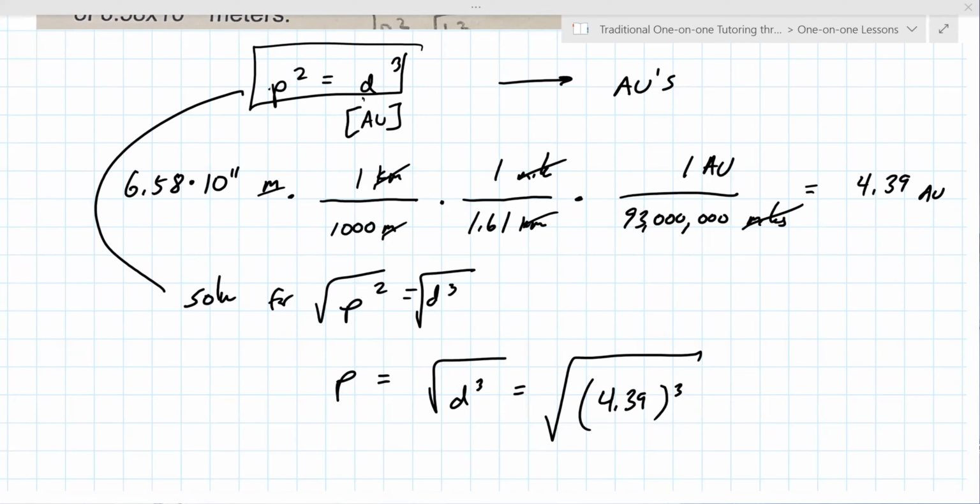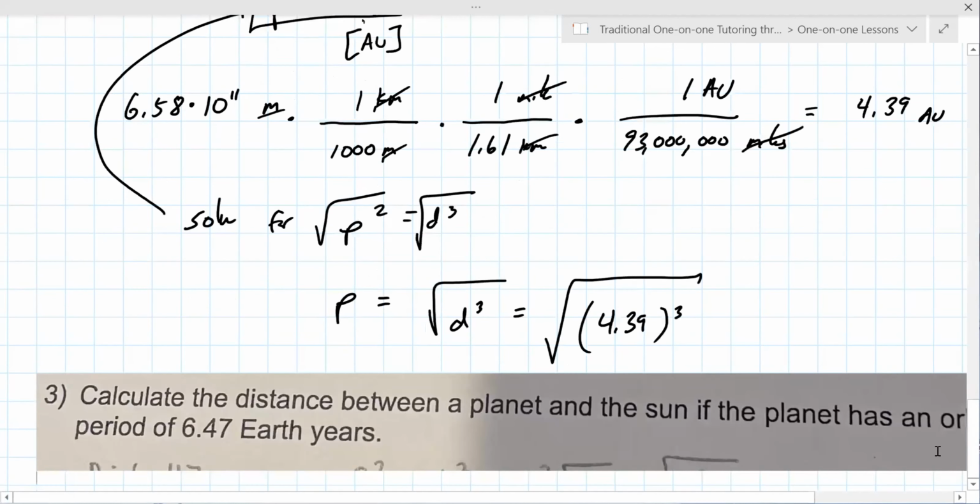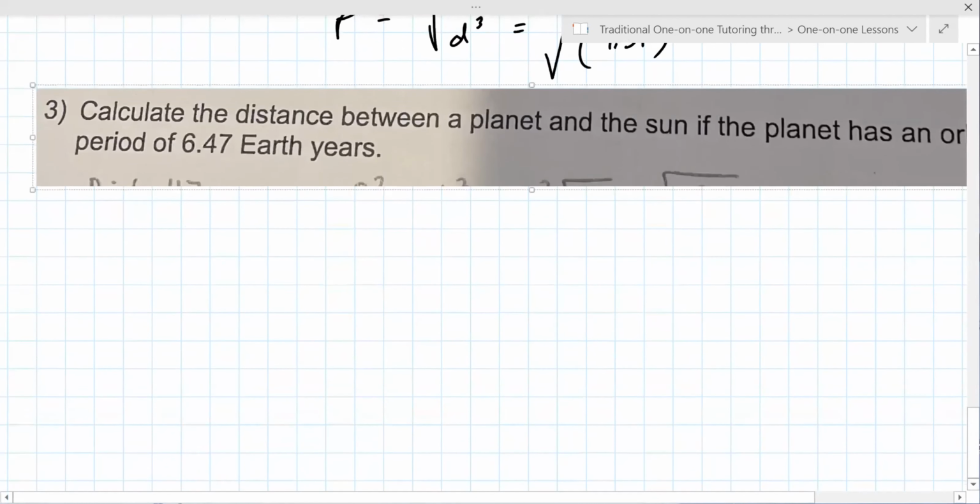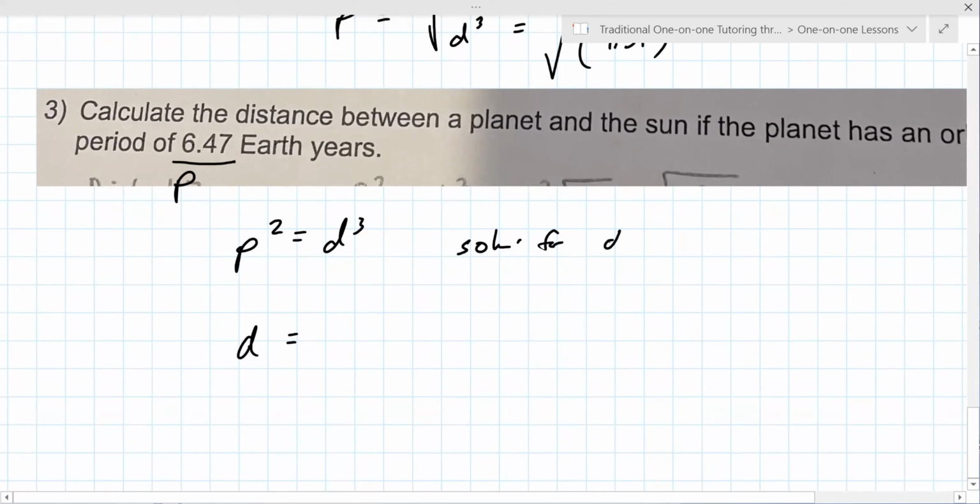So let's go look at question 3. We'll kind of work through this one again. I think I understand better what you want to do with this session, so let's just work through some problems here again. This is going the other way. They're giving you P squared equals D cubed. This is the value of P. So you might say, okay, I'll just calculate D. Yes, if you solve for D, you have to undo the power of 3.